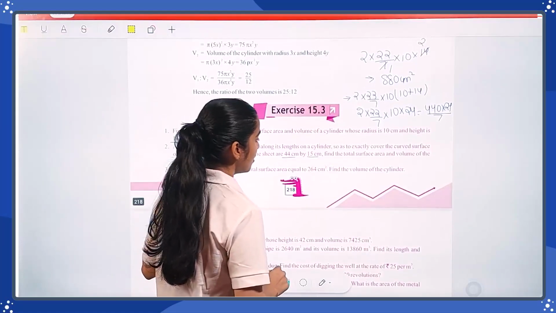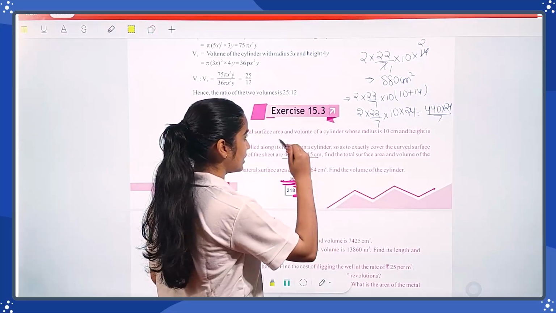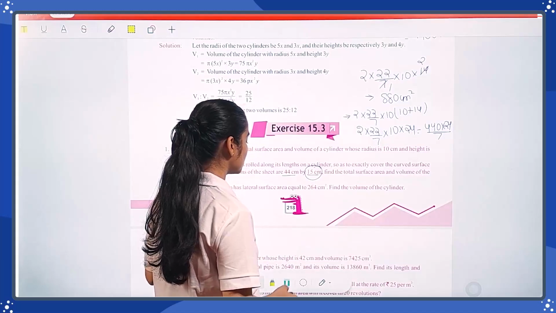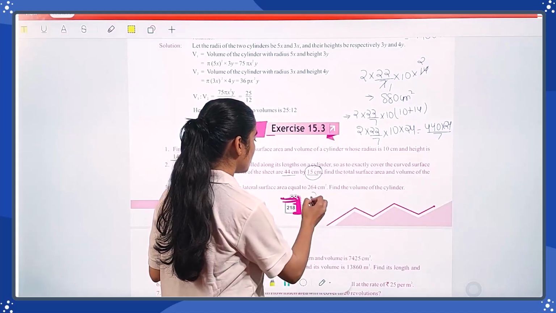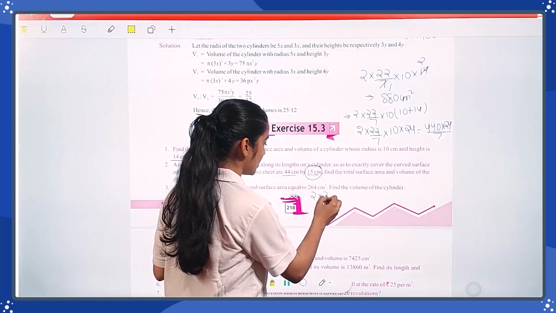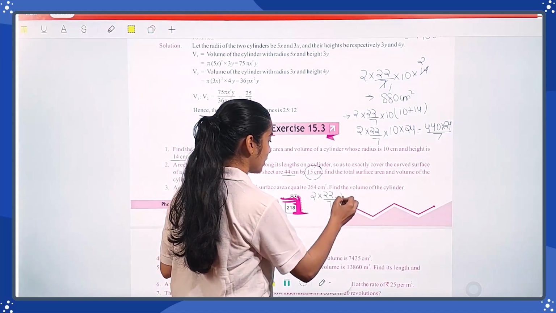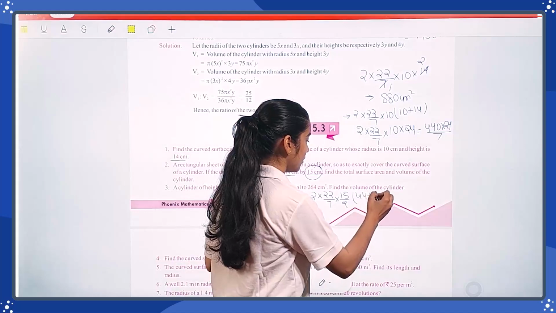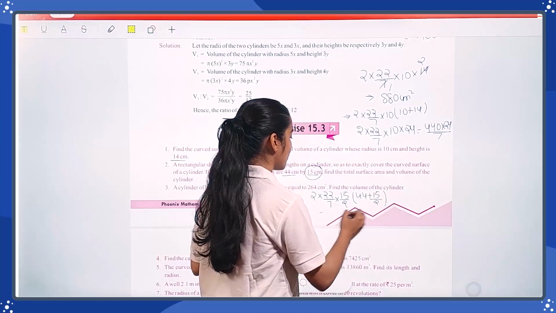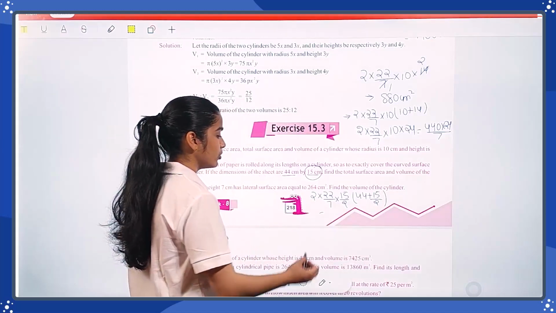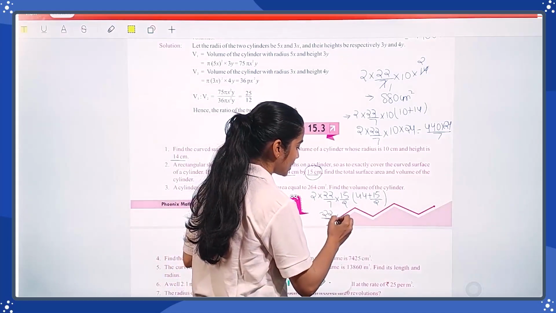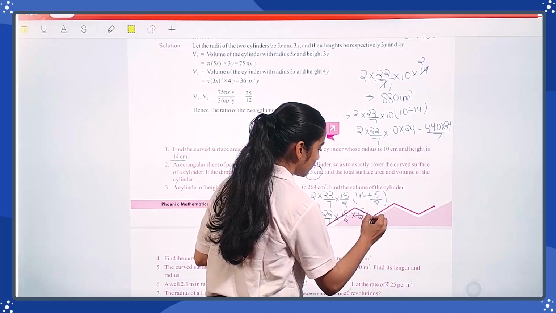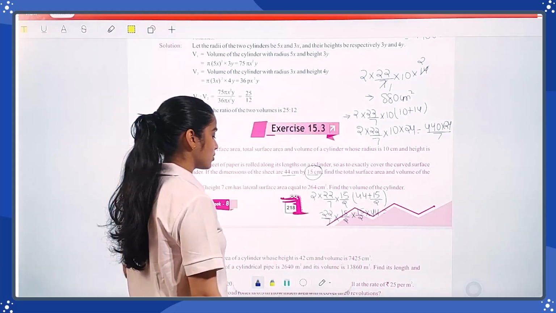For this, first of all you have to select your breadth, so 14 centimeter is your breadth, is your diameter. So diameter divided by 2 will be converted into the radius. For total surface area, 2 multiplied by 22 upon 7 multiplied by r, which is 15 upon 2, and 44 plus 15 upon 2. First of all you have to solve this, and then you have to put the values for the volume. So 22 upon 7 multiplied by r, which is 15 upon 2, squared, and your height is 44. By solving these two you will get your answer.